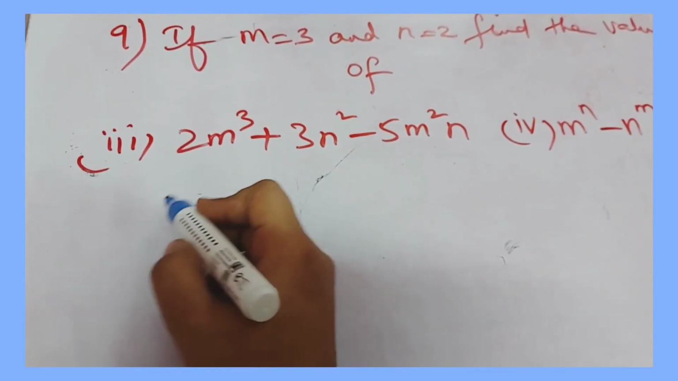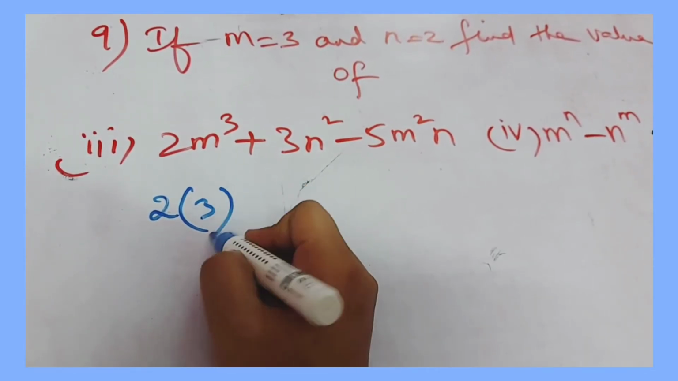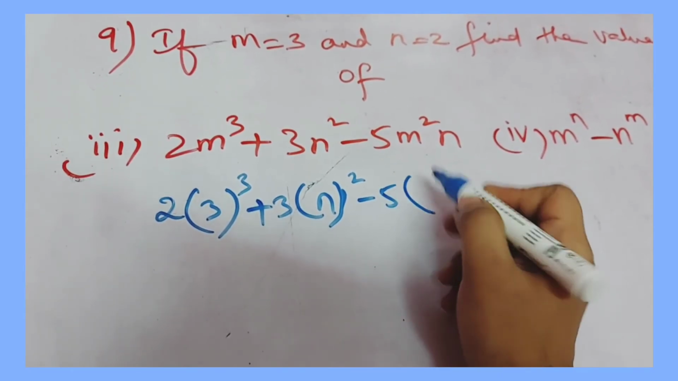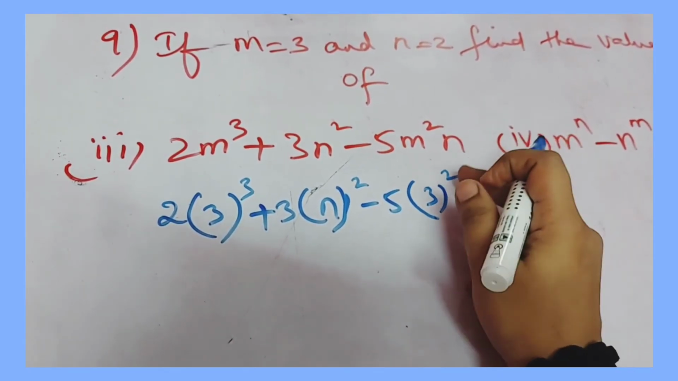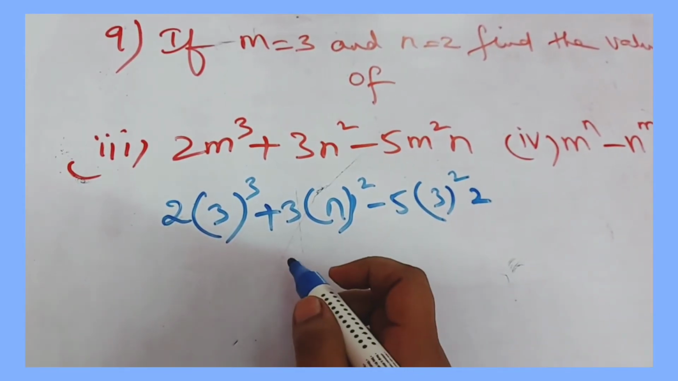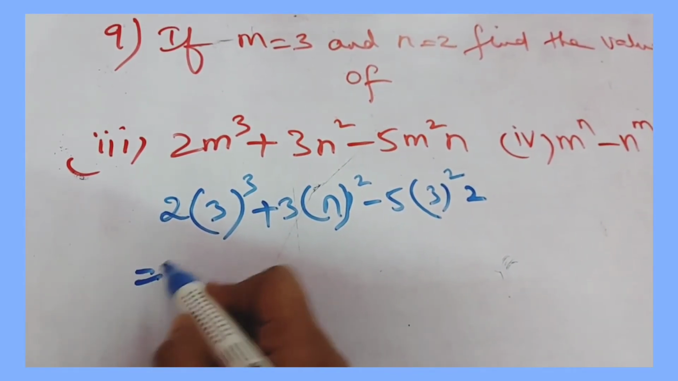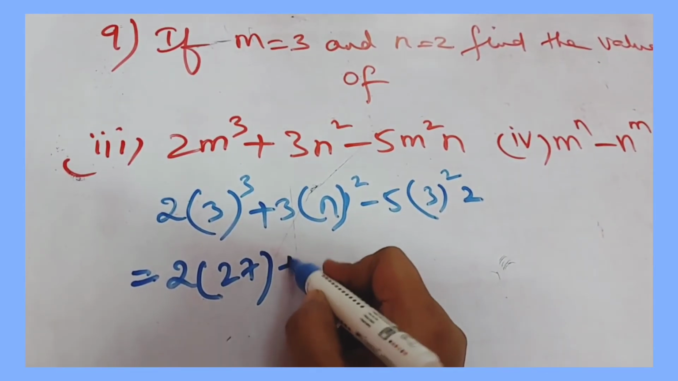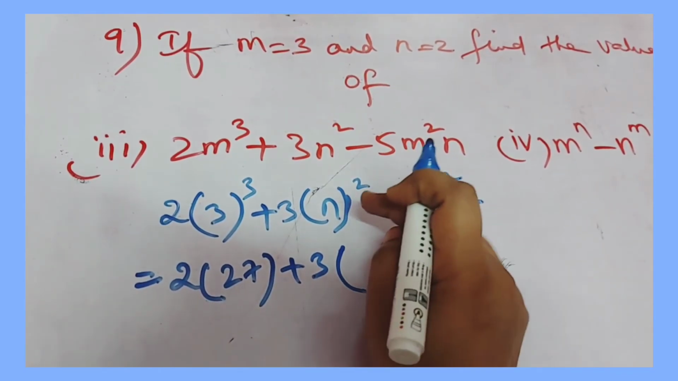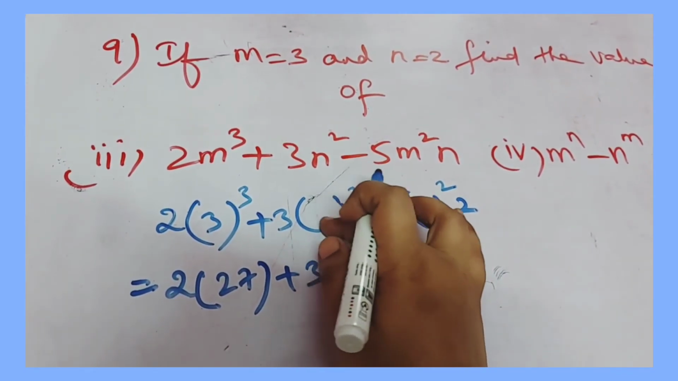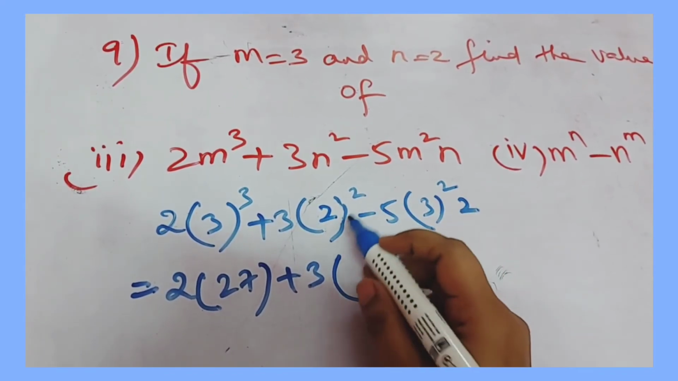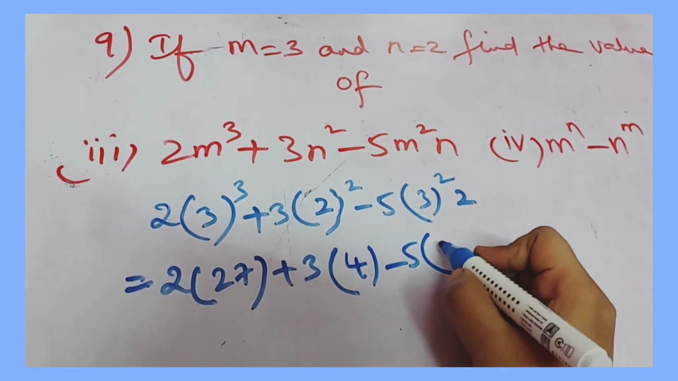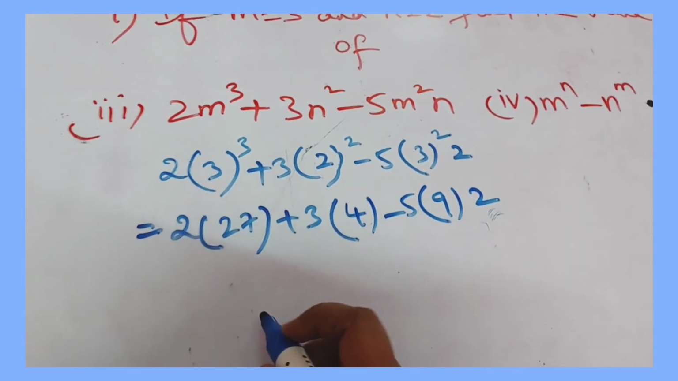So the third one is 2m cube plus 3mn square minus 5m square n. Again we have to take m as 3 and n as 2. So now what you have to do is, equal to 2 into 3 3s are 9, 9 3s are 27, plus 3 into 3 into n as 2. So 2 square means 2 2s are 4, minus 5 into 3 3s are 9 into 2.